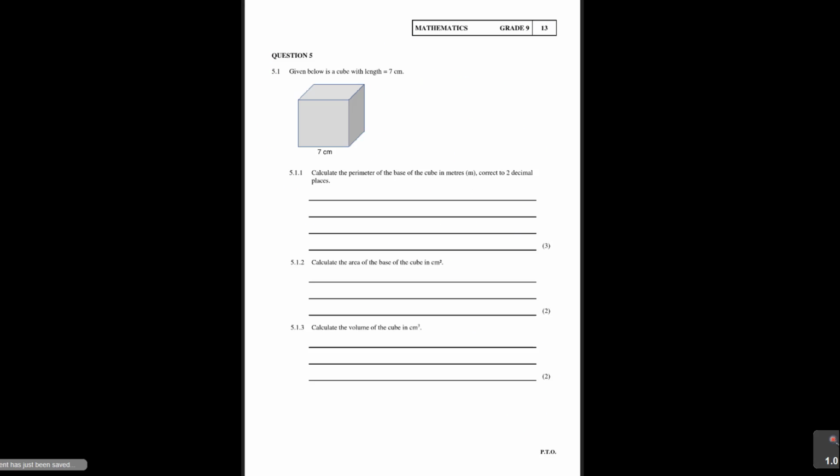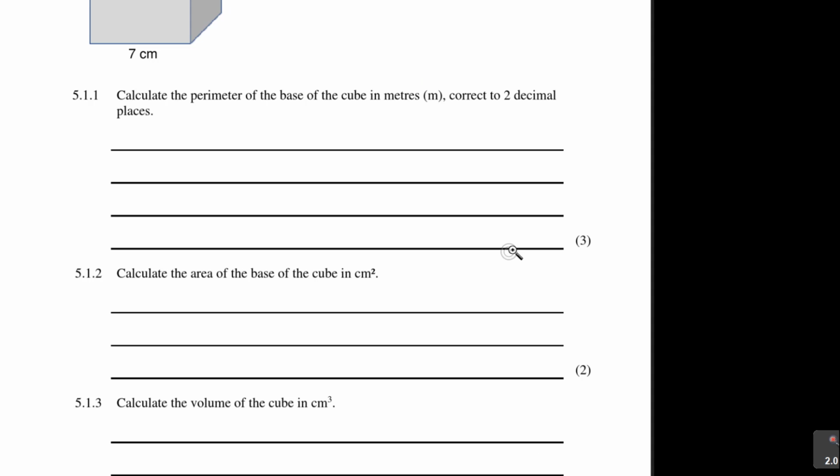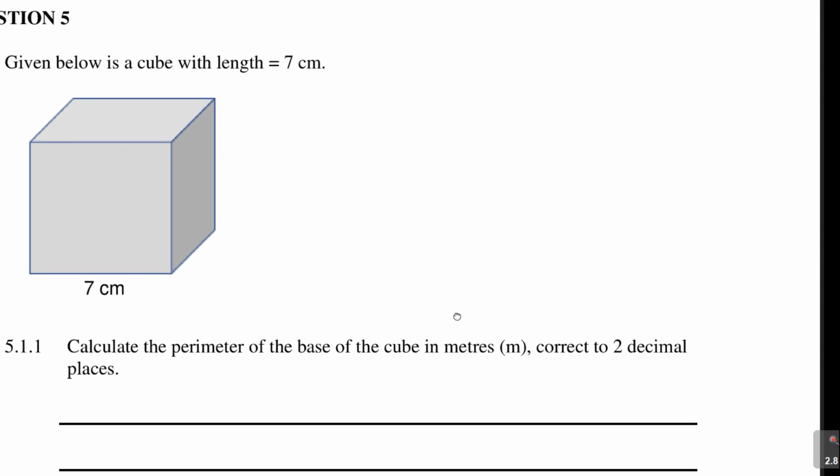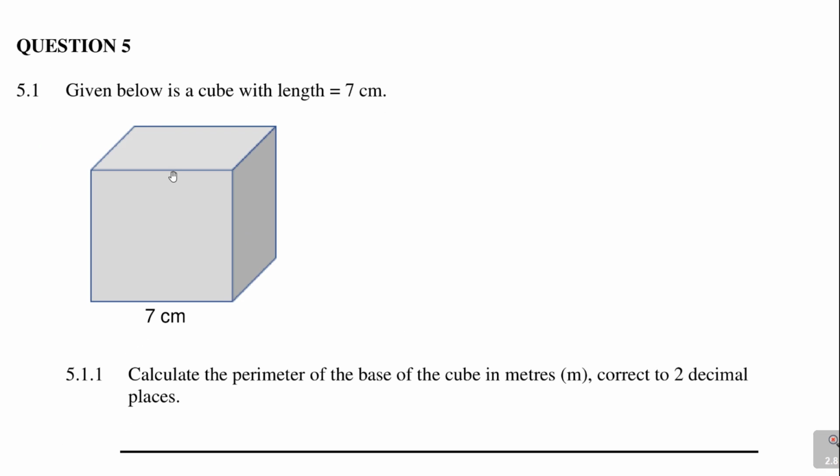So that is what I wanted to bring to you. Now let's go to question number 5. Here, we're in question number 5. It says, given below is a cube. A cube, you must know what is a cube, with length 7 centimeters. So this is a cube, and we expect in a cube, when they say it is 7 centimeters, so the length, the breadth is also supposed to be what?